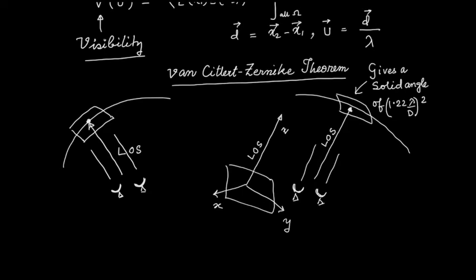So that part is called the field of view. So this is my field of view. And we have already seen it is given by 1.22 lambda by d, which is related to the diameter of each antenna. And the distance between these two antennas is given by this vector d. The antenna can be anywhere in the plane of the earth, so that distance is d.